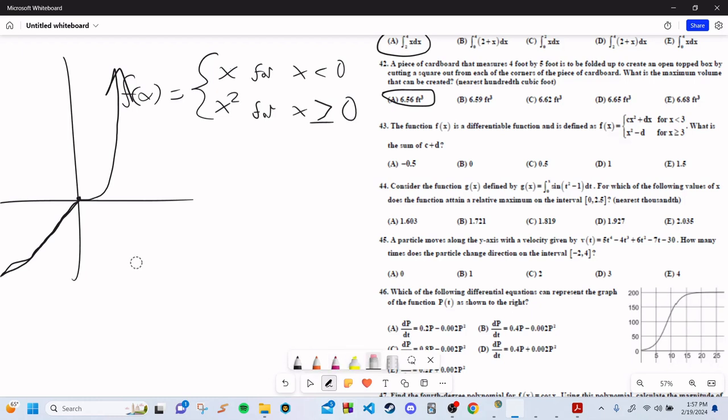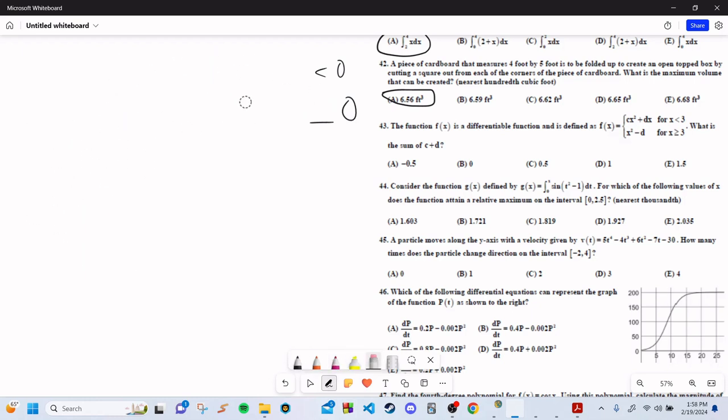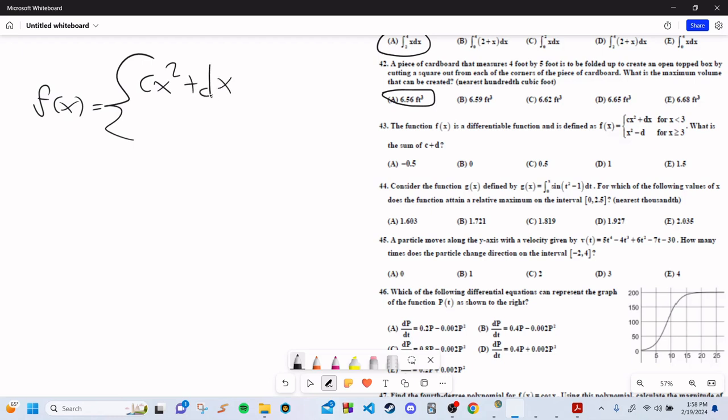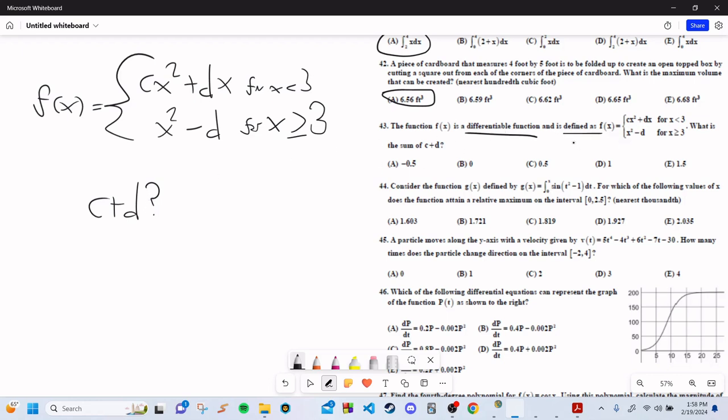Piecewise functions aren't too bad to deal with. But this question has a calculus twist to it. So let's write out the function. So f of x is equal to 6x squared plus dx for x less than 3, and x squared minus d for x greater than or equal to 3. And we want to know what c plus d is, given that this is a differentiable function and it's defined.